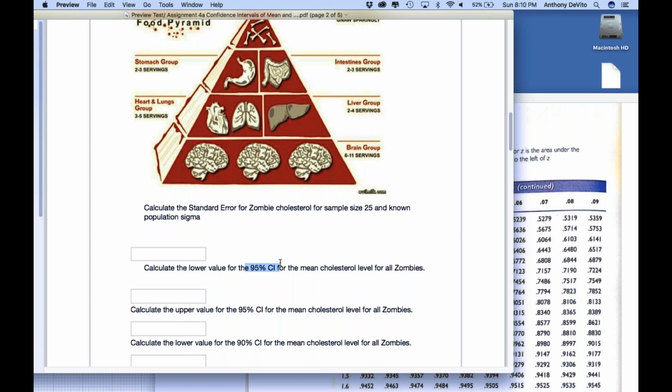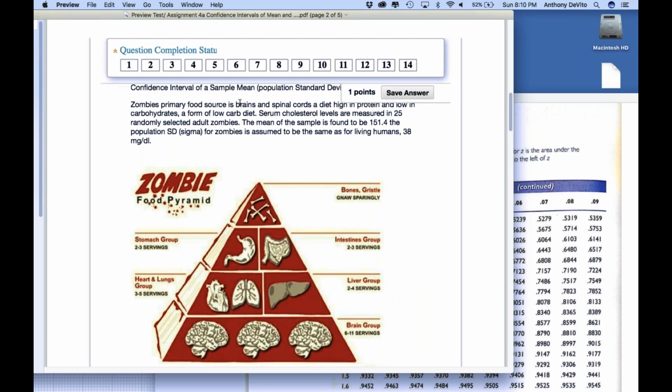We want to find a 95% confidence interval for the mean cholesterol for all zombies. So what do we know? We've taken a random sample of 25 zombies, and we found that the mean of the sample was 151.4, and the standard deviation for the population, sigma for zombies, is assumed to be the same for all living humans, which is 38. So we're taking a situation where we've taken a sample, size 25. We find that the mean is 151.4, and we're going to assume that we know the population standard deviation.